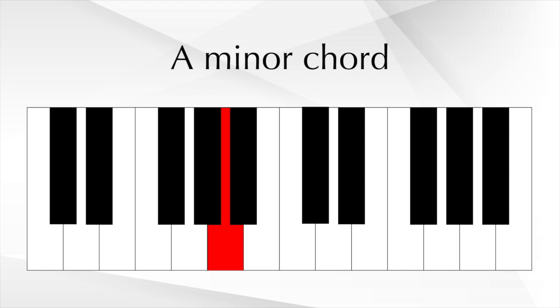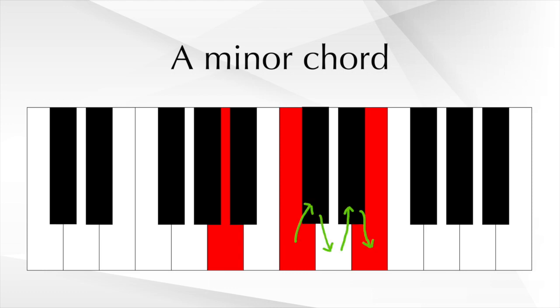The first note is an A, the second note is 3 semitones above the first note, so we get C, and the third note is 4 semitones higher than the second note, and we arrive at E. As such, the three notes in the A minor chord are A, C, and E.